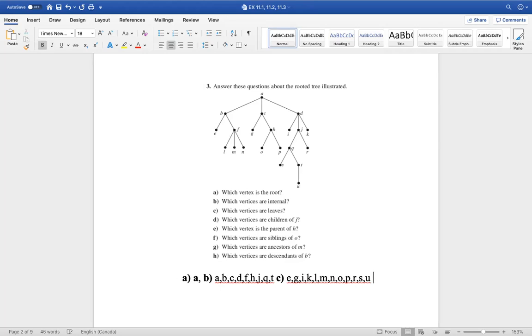We have part D. Which vertices are children of J? So this is the vertex. Which vertices are children of J? We have Q and R as the children. So Q and R.